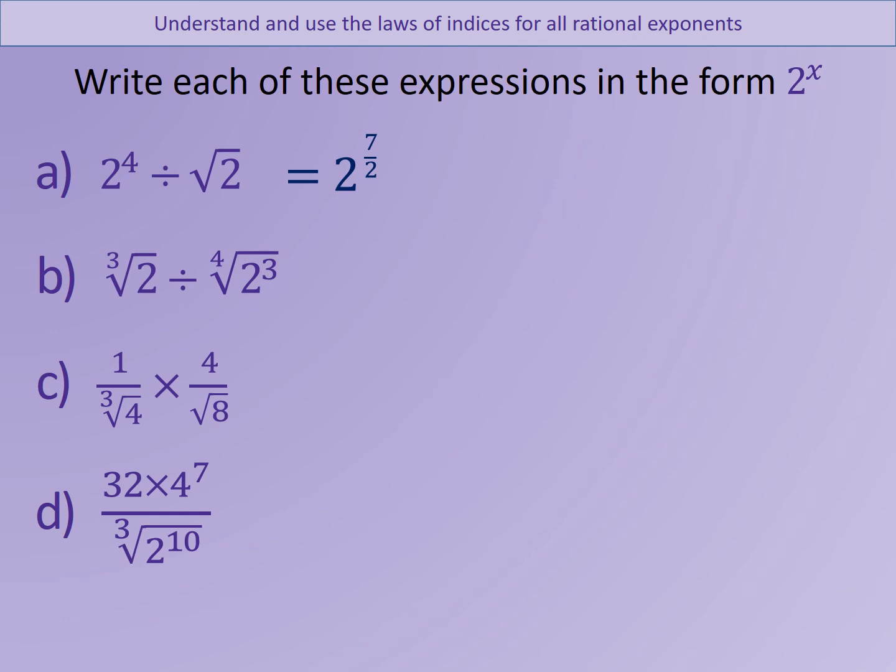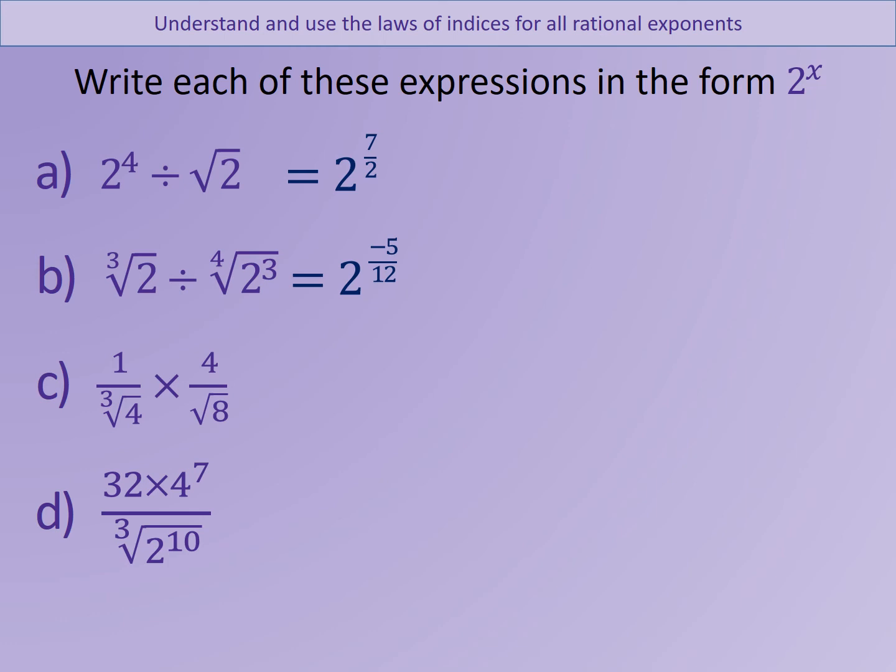In B, we've got the cube root of 2, which we can write as 2 to the power of a third. In the second term, we've got 2 cubed and then the fourth root, which we would write as 2 to the power of 3/4. And then if we take those powers away, we end up with 2 to the power of minus 5/12. Perfectly okay to have a negative power.